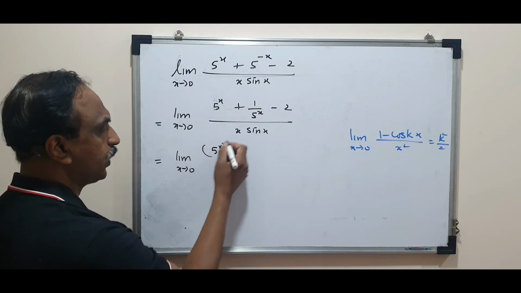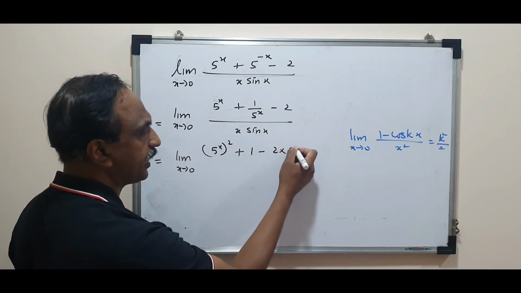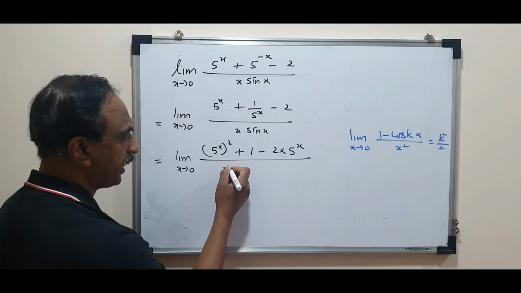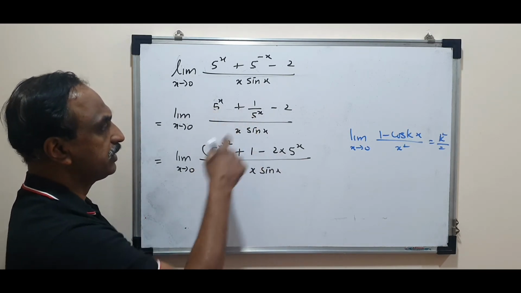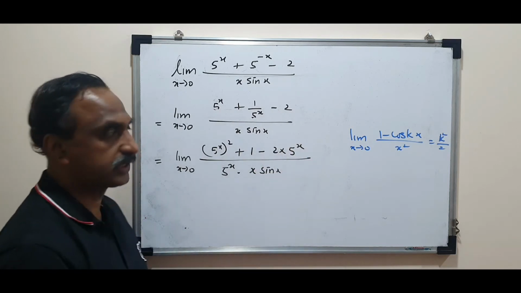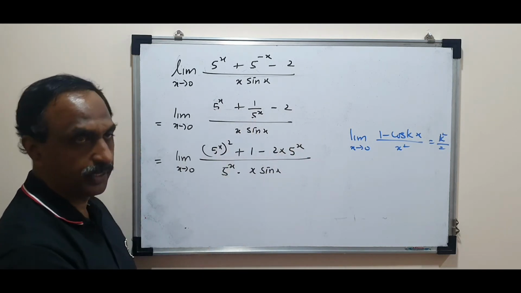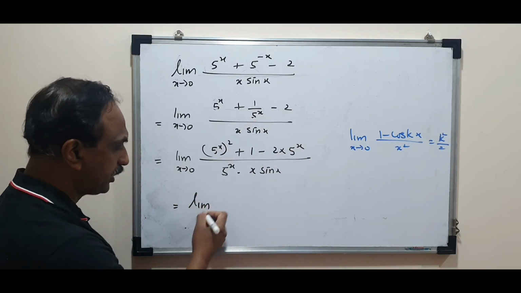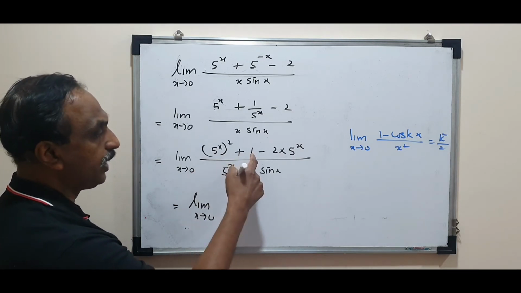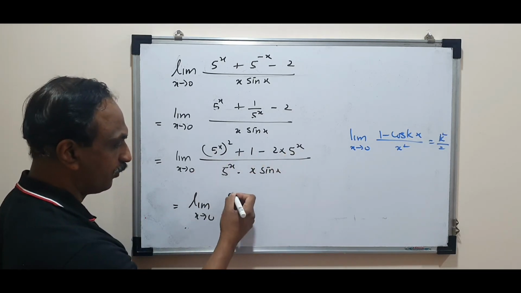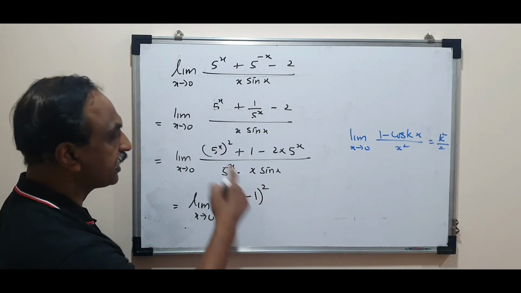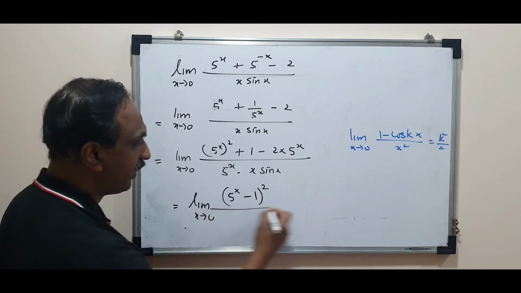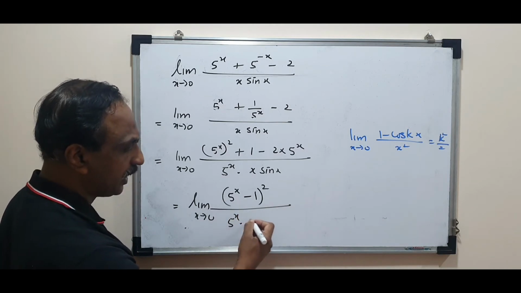5 raised to x whole square plus 1 minus 2 times 5 raised to x, divided by 5 raised to x into x sin x. This is multiplied with this and got this, and the LCM comes to the denominator. So it finally turns to be a square plus b square minus 2ab. So 5 raised to x minus 1 the whole square. If you have not understood, just expand and see, you will get the same terms. Divided by 5 raised to x into x sin x.